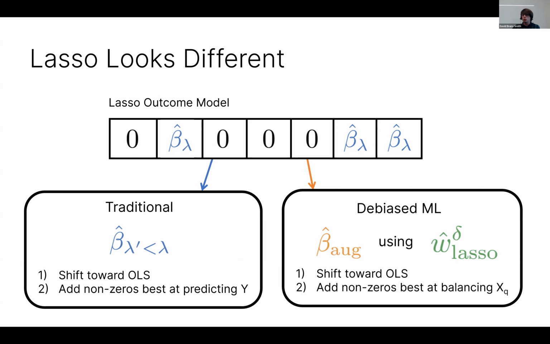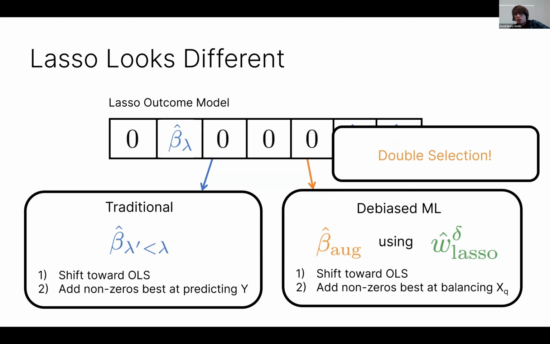Debiased ML, if we do double lasso, meaning that we have the lasso outcome model and we debias it with the lasso outcome model for the weights, that also shifts towards OLS. That's based off our result. But what we find is actually you add back in non-zeros that are best at balancing XQ. So you'll end up with a different sparsity pattern generally than if you just did the traditional undersmoothing of the lasso. And in fact, we recover the famous double selection result. So the sparsity pattern of the augmented model is the union of the sparsity pattern for the outcome model and the sparsity pattern for the weights. And that's how you get this difference.